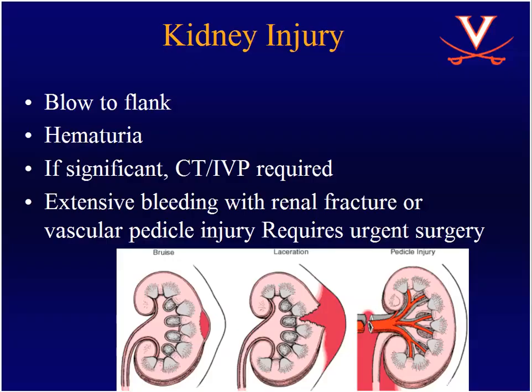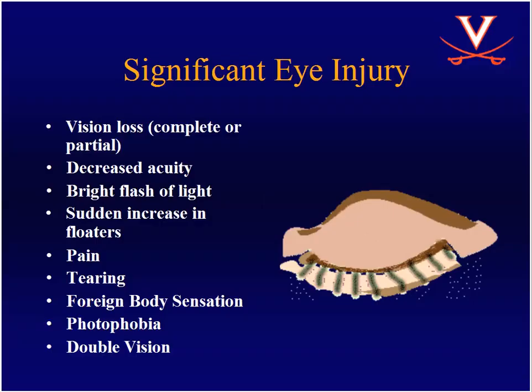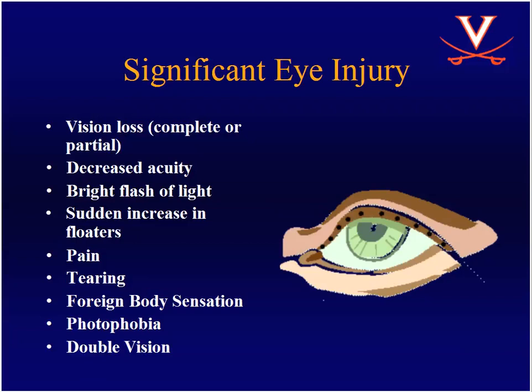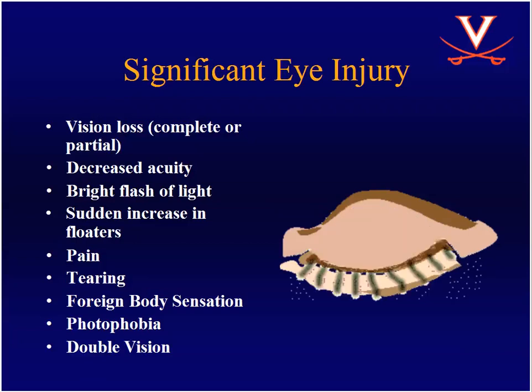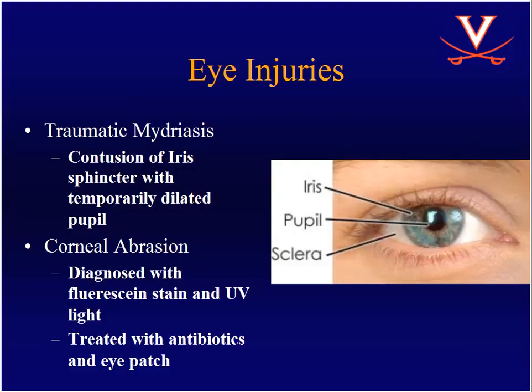Kidney injury can cause hematuria. Excessive bleeding needs to get to a urologist right away. Eye injuries occur very commonly in young athletes. Obviously, you need eye protection if you can, and that's why prevention is key. Significant eye injuries involve vision loss, decreased acuity, bright flashes of light, sudden increase in floaters, and all these other things you see here. Traumatic mydriasis, contusion of the iris, temporary dilated pupil, corneal abrasions you see very commonly. You simply put antibiotics and a patch on it.